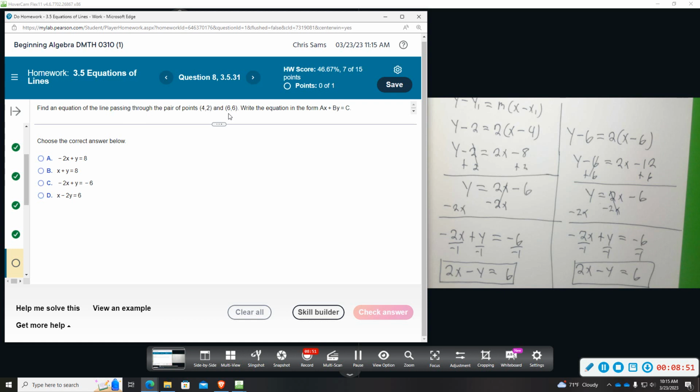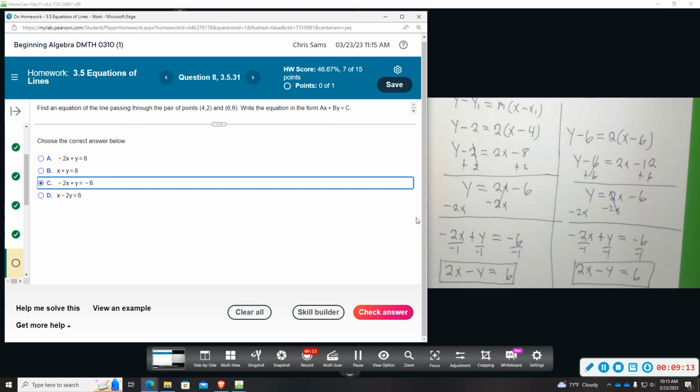Okay. So standard form. So actually looks like they don't. I guess they've updated it. It used to be that this front term had to be positive. It looks like they're leaving it negative. So negative 2x plus y equals negative 6 matches with C. So I guess they've updated, or you don't have to have that positive. You used to have to have that positive. Now looks like you don't.